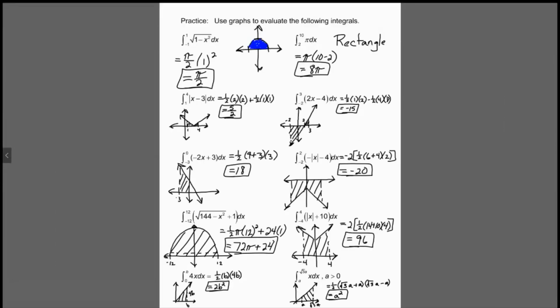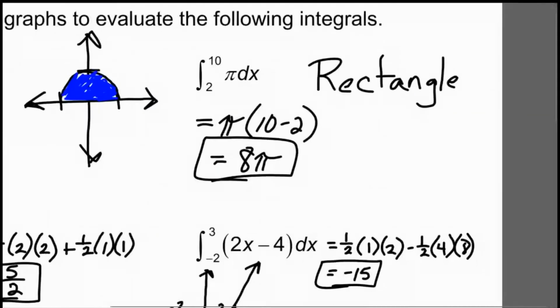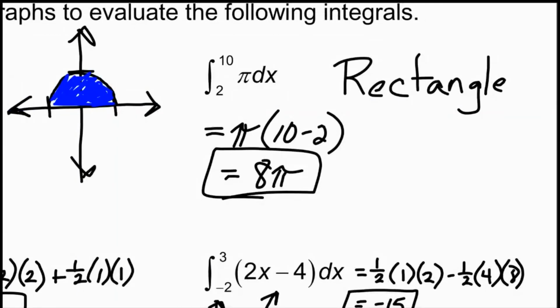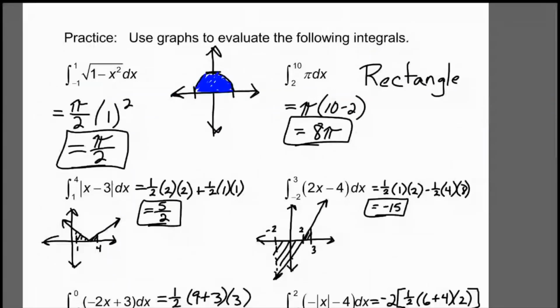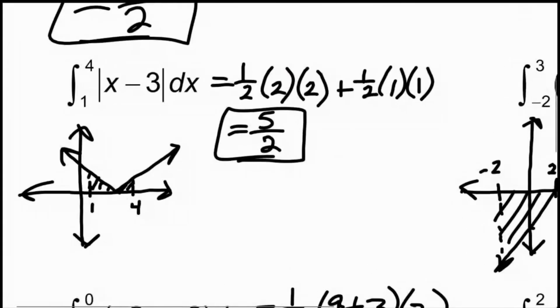Okay, and here are the answers that you should have ended up with. On the next one, it was just a constant. You may not have even needed to graph that one. So you would get a rectangle, and the width of my rectangle would be 8 units. Height of the rectangle is pi, so 8 pi. Okay, now we have absolute value of x minus 3. And you can see I ended up with 2 triangles here. So I found the area of each triangle, added them up, got 5 over 2.